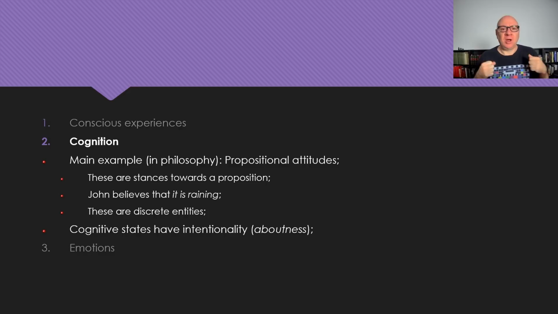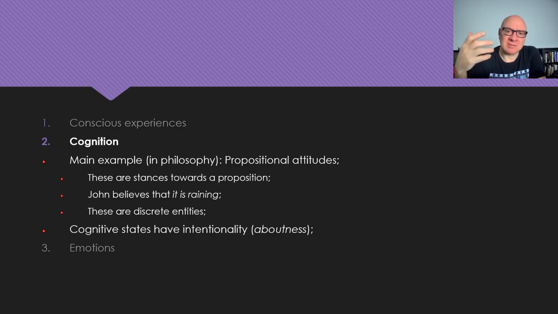So if John looks outside and sees rain falling down, then John believes that it's raining, so John thinks that it's raining. And in many philosophy texts, this is called a propositional attitude. So John has a propositional attitude. So what's a propositional attitude? Well, it's an attitude towards a proposition. And on an exam, of course, that's not an explanation because you don't know anything if you put it like that. So an attitude is a stance towards a proposition, and a proposition is the meaning of a sentence.